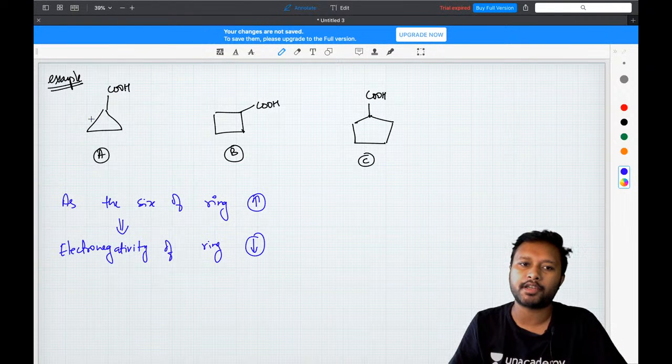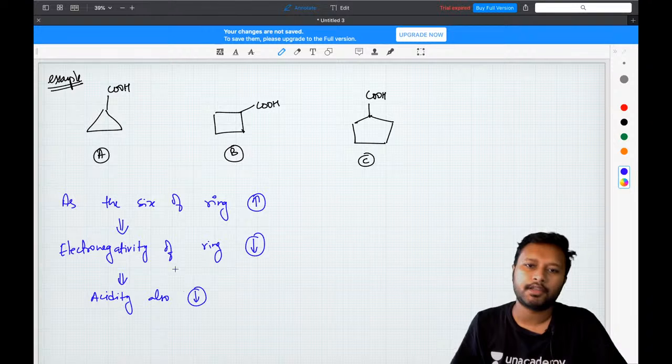and in that particular case the conjugate base will be less stable. So acidity also decreases. So the most acidic one is this, then B and then C. C is the least acidic one among them. That's how you have to approach this. All right?